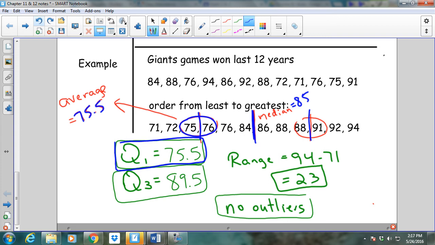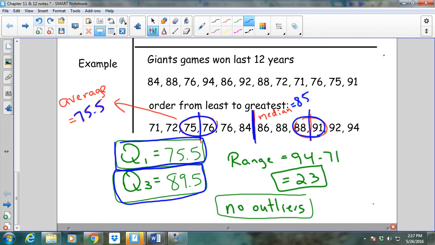Same thing for the third quartile. You go to the third quarter, 1, 2, 3 quarters up, and at the top of that, between the third and the fourth quarter, is 88 and 91. So you take the average of those two numbers, add them up, divide it by 2, and you get 89.5. That's how you find the third quartile value.